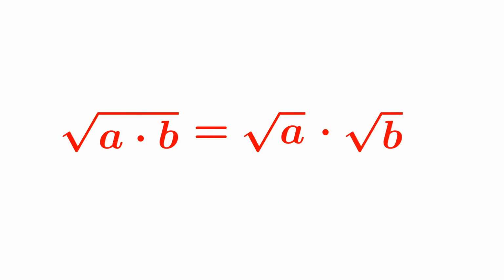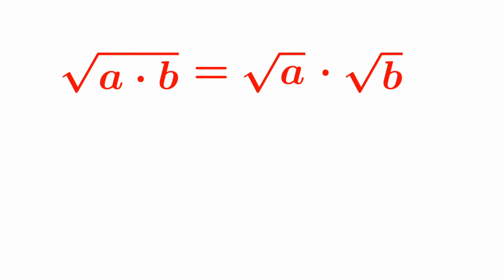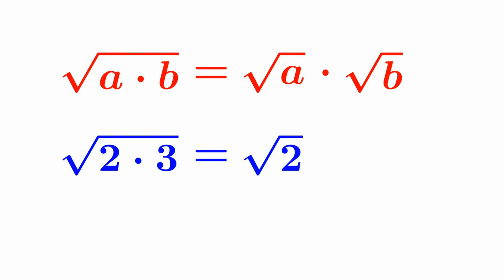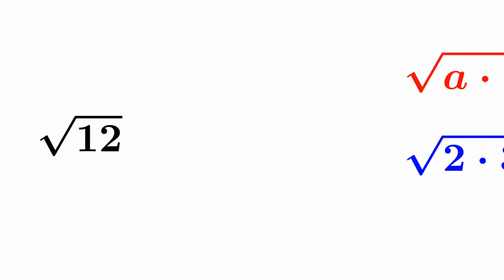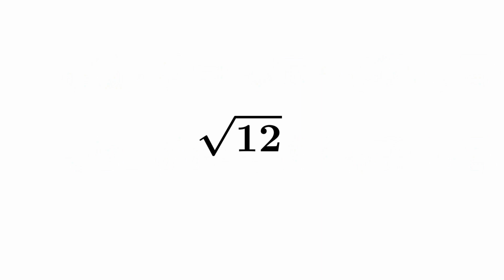So in words, the square root of a product is the product of the square roots. So halimbawa, yung square root of 2 times 3, maaari din natin siyang i-rewrite as the square root of 2 times the square root of 3. So paano natin isi-simplify ang square root of 12?